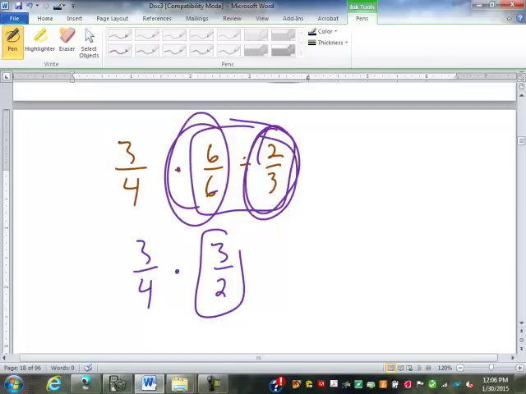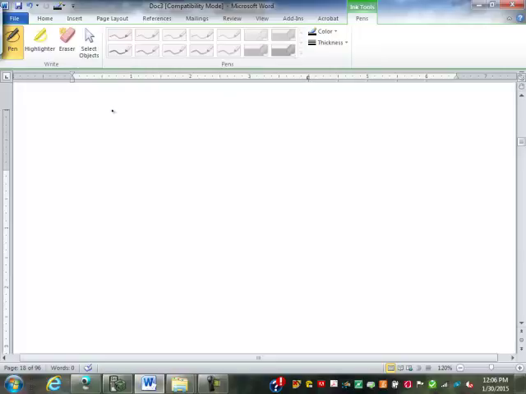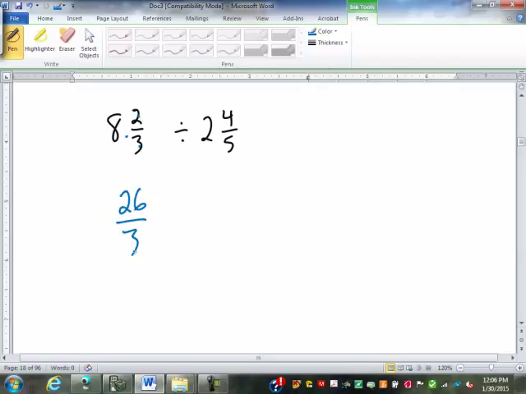We're just going to go ahead now and jump into dividing of mixed numbers. So let's say we have 8 2/3 divided by 2 4/5. Well, dividing mixed numbers, since we're going to turn it into multiplication, only makes sense that we would do the same thing we did for multiplication, and that's turning them into improper fractions. So 8 times 3 is 24, plus 2 is 26/3. 2 times 5 is 10, plus 4 is 14/5. Is this multiplication now?